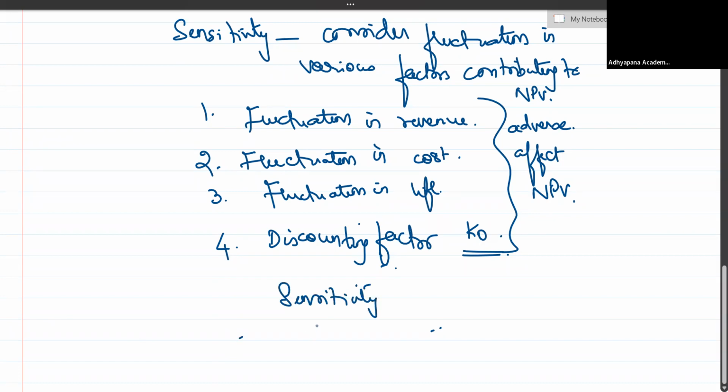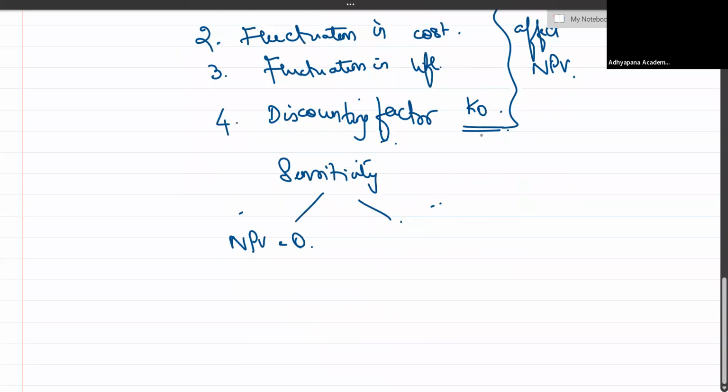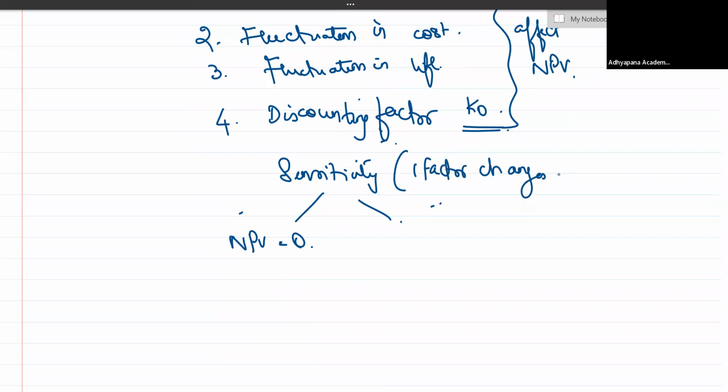While measuring sensitivity, there are two ways of measuring sensitivity. One is total sensitivity, where I will equate NPV to 0, keeping one factor changing at a point of time and other factors remaining constant. While measuring sensitivity, it is only one factor which will change at a time. Other factors will continue to remain constant. There are two ways of finding sensitivity analysis. Now, I find sensitivity keeping one factor fluctuating at a point of time and NPV equal to 0.